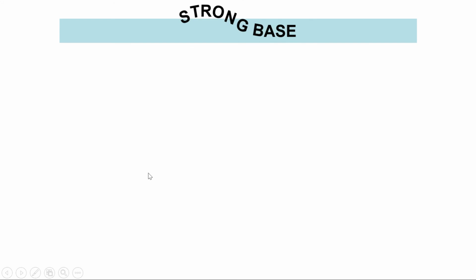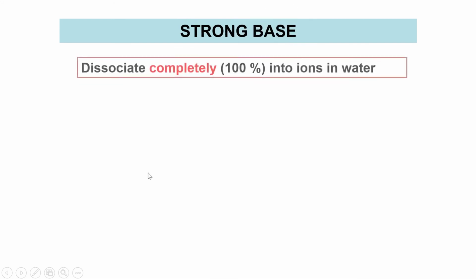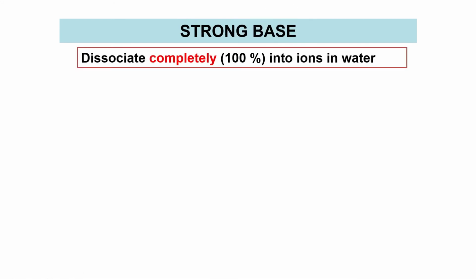Strong base. A strong base dissociates completely, 100% into ions in water, of course, because of the word strong. Remember, strong acids or strong bases are going to dissociate completely. Therefore, the Kb value is extremely large. What is meant by Kb? Kb means base dissociation constant.